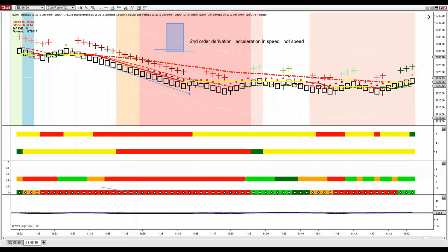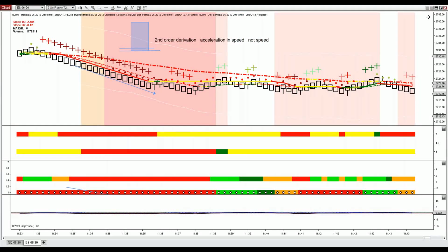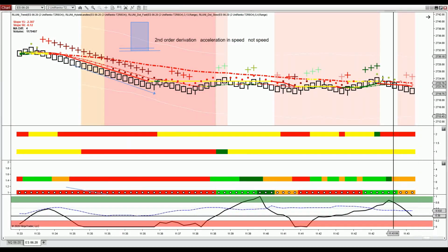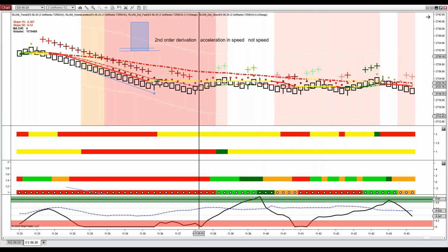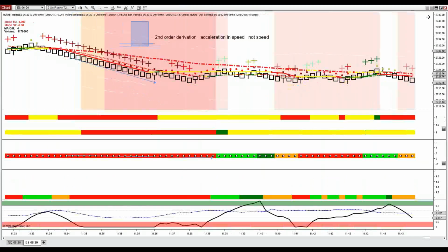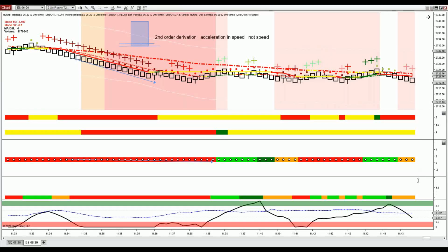Oops. Oh my God. I think I screwed it up by dragging that down. Hold on a minute. I did. Hold on. I just unscrewed it up.